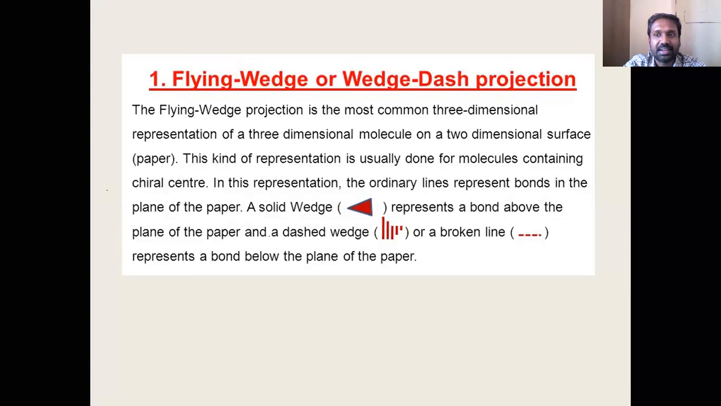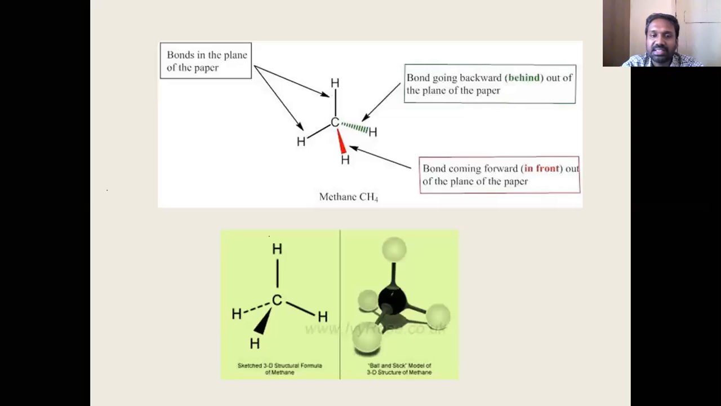Okay, so what is the deviation now? The deviation is simple. Instead of writing 4 simple lines around the tetrahedral carbon atom, we write 2 simple lines, 1 solid wedge, and 1 dashed wedge or broken line. How does it turn out when we write the wedge-dash projection of methane? How does it look? Now you see here, this is the ball and stick model of methane.